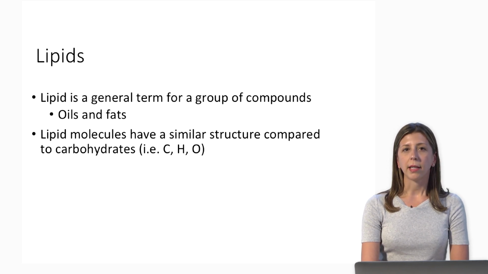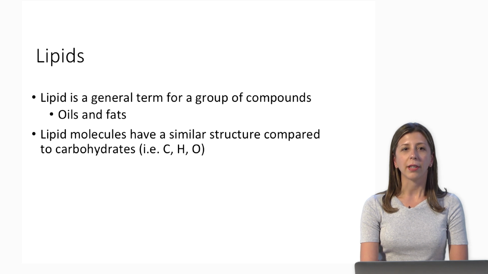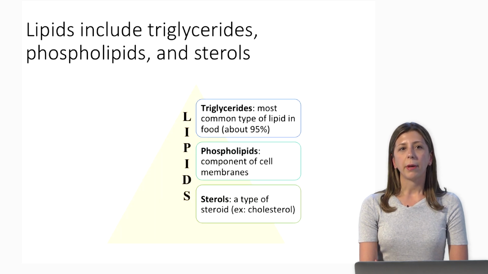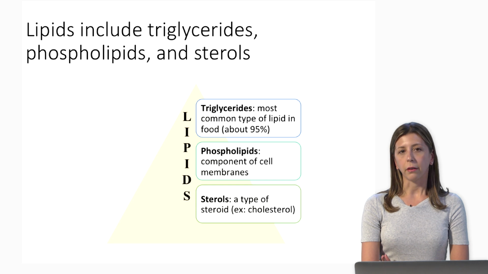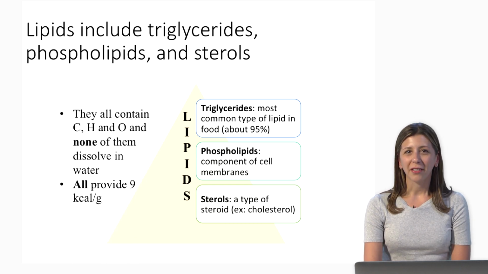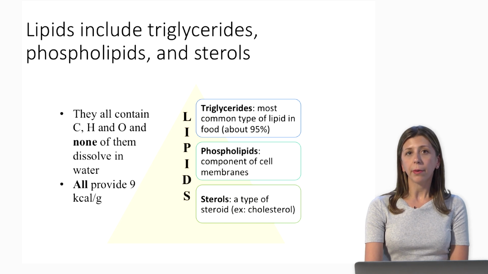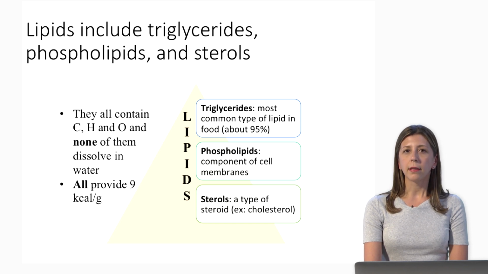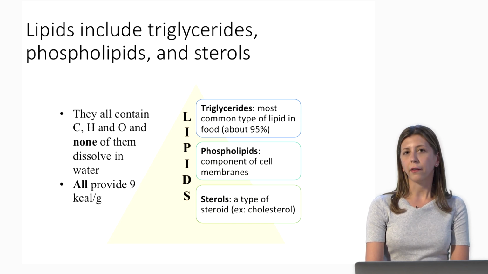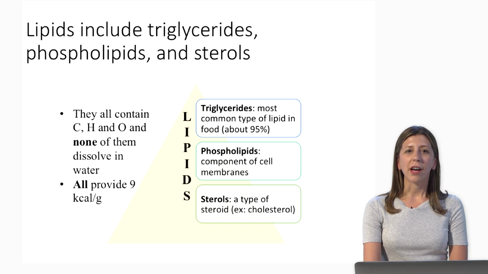This slide I actually made myself. You won't find it in your textbook or anything, but when I think about lipids, I think about it as kind of like a family. So triglycerides, I've introduced this to you already, but this is the most common type of lipid that we find in food, about 95%. And then we have two other types of lipids that we tend to kind of forget about as scientists.